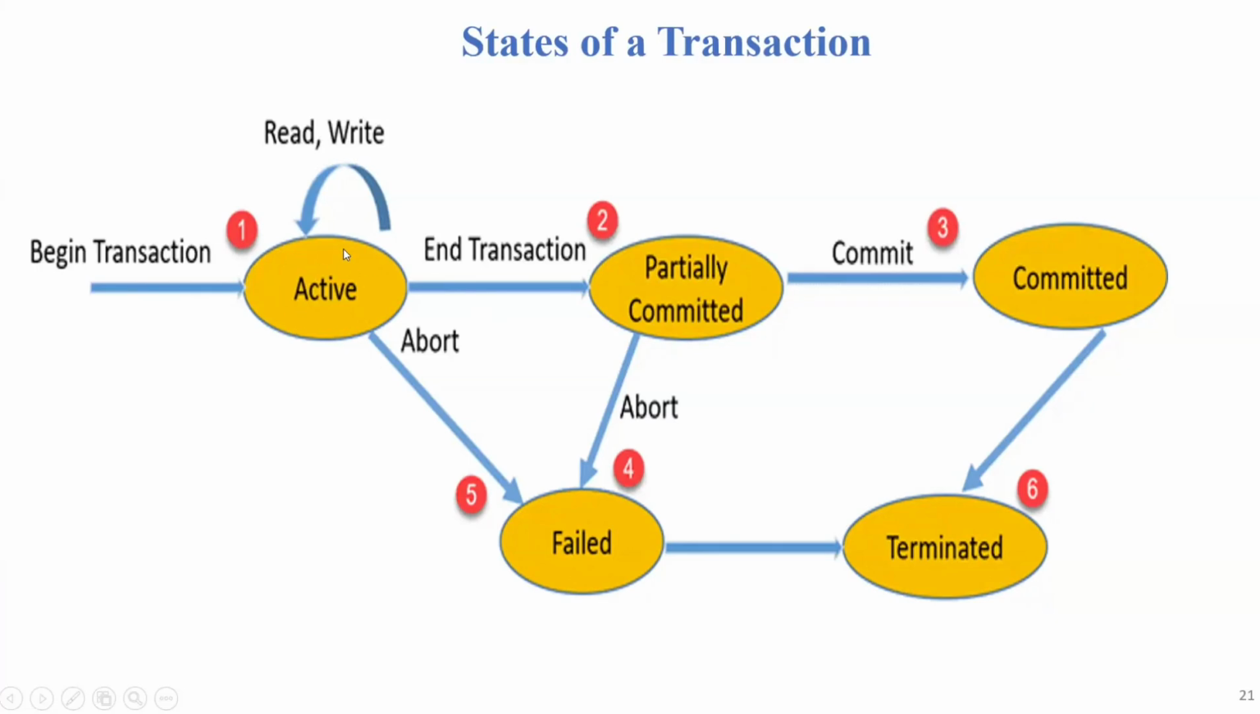The first state is the active state, then partially committed. The order is shown as 1, 2, 3. Partially committed, then finally committed. If it is not committed, then it can go to the failed state. After that, if it is failed or committed, then finally it will move out of the transaction, that is, to the terminated state. Okay. So first one is active.